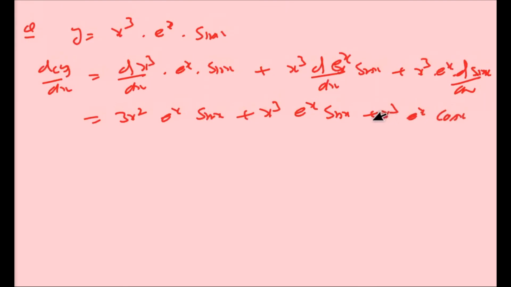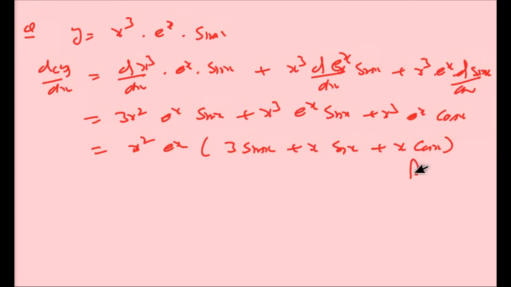So student, it is very easy. Now if you want to take something common, such as x square, you can take it common, and e to the power x also you can take common. It depends on your choice. Taking the common, what is left here? 3 sine x plus x sine x plus x cos x. So this way you can simplify; it is your choice whether to simplify the question or not.